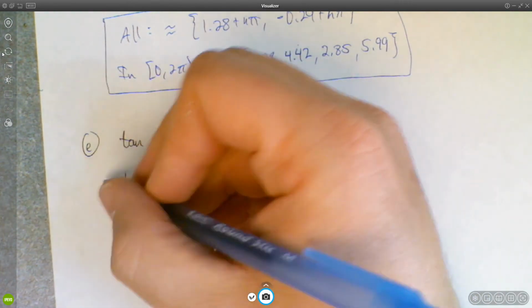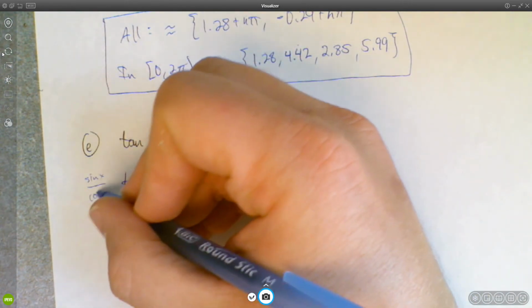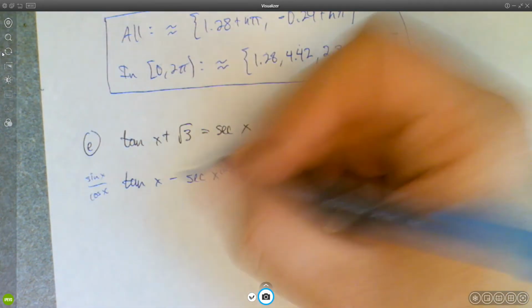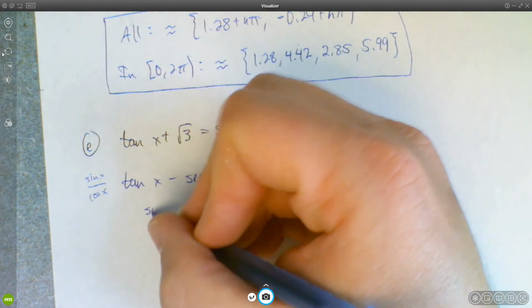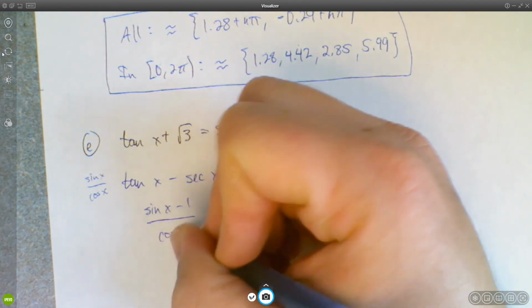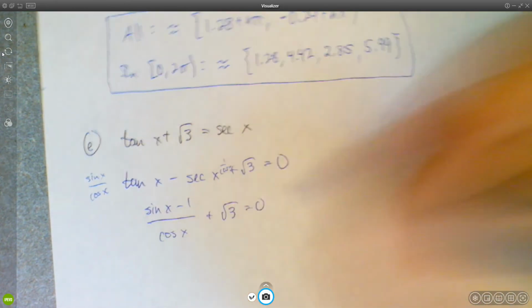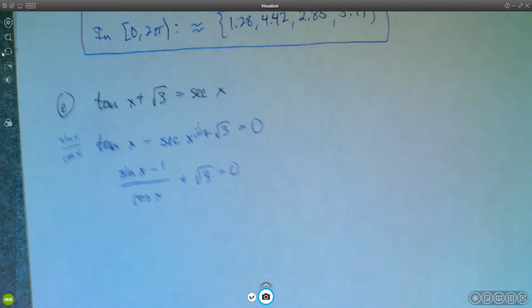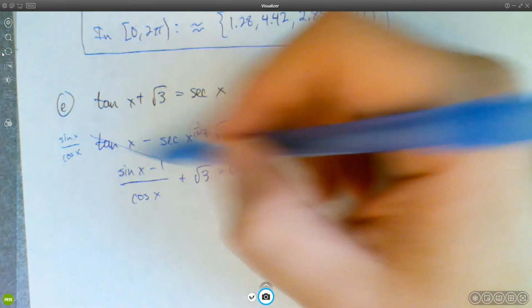So this is secretly sine over cosine, right? And this is secretly 1 over cosine. So I can subtract again. Sine minus 1 is just sine x minus 1 over cosine x. I'm not sure how helpful that really is. I suppose we could multiply through by cosine x now to clear the fractions and get sine x minus 1 plus root 3 cosine x equals 0, but it's still just as hopeless. Trying to factor that is still equally a hopeless task. So I don't know if that's the best way to do it.